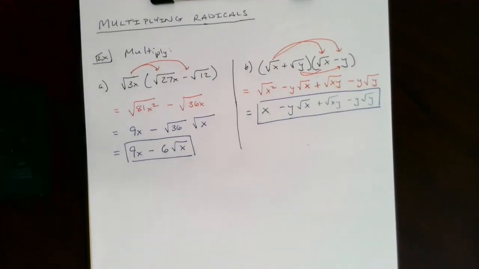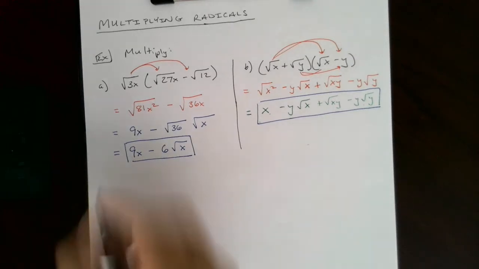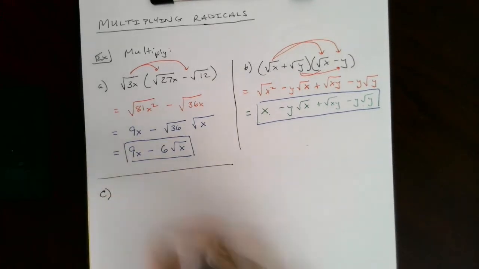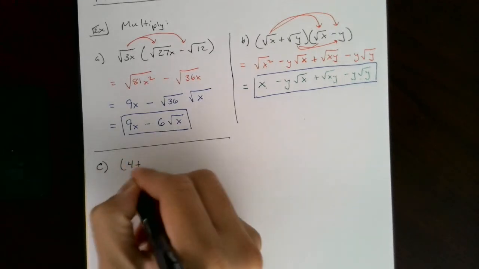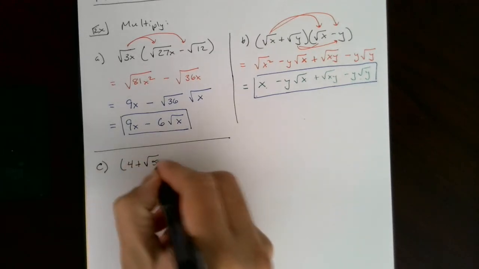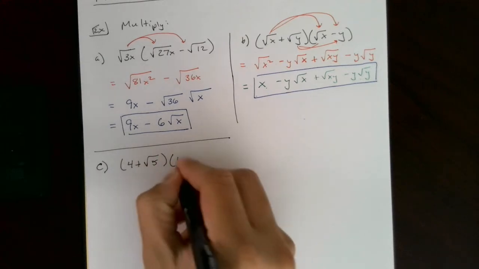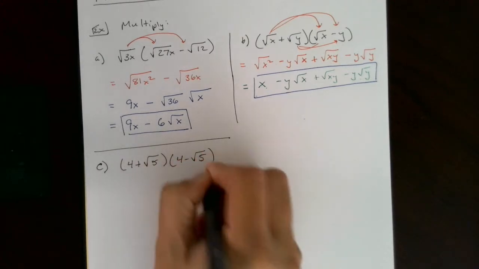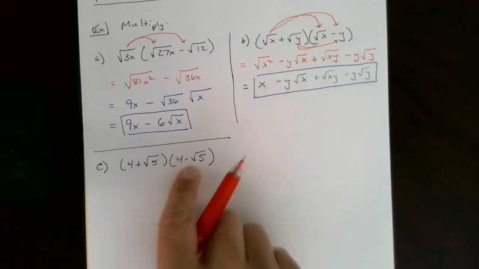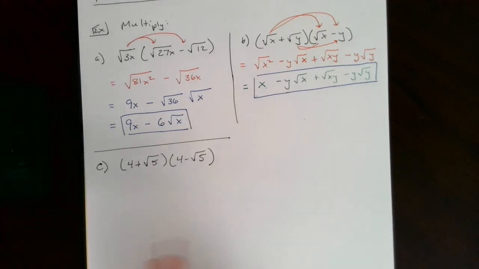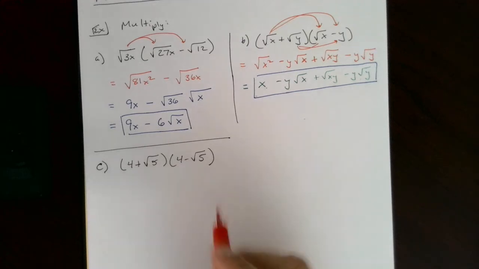Let's take a look at another one here. Call this one letter C. If I said I had 4 plus the square root of 5 times 4 minus square root of 5. All right, and taking a look here, operation again is multiplication, and you know that could be parentheses around both of these and signifying multiplication.